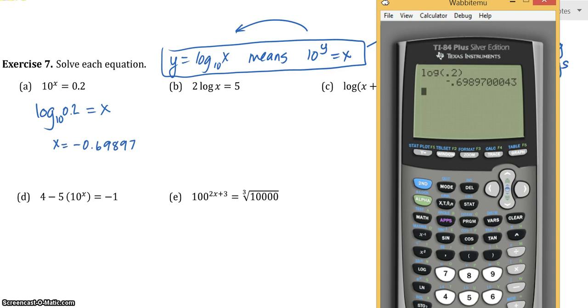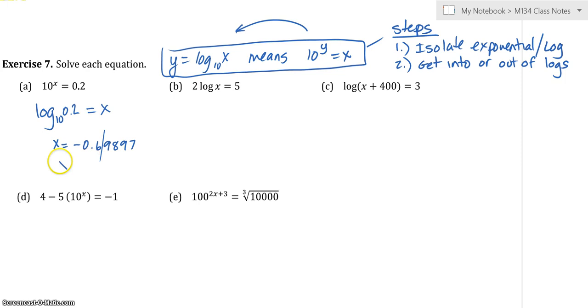X is equal to -0.69897, depending on where you want to round. Say I just want to round to 1 decimal place, so x would approximately be -0.7, since that's a 9. Or you can round to 3 decimal places, whatever you want. Part B, that's how to solve an exponential.